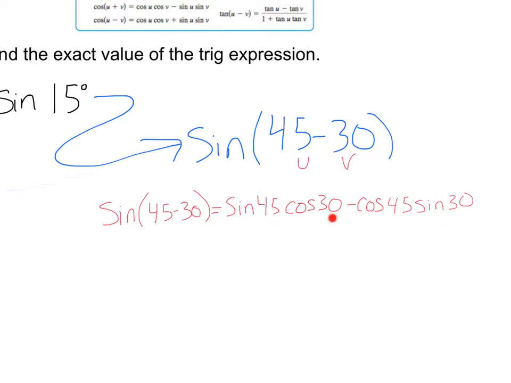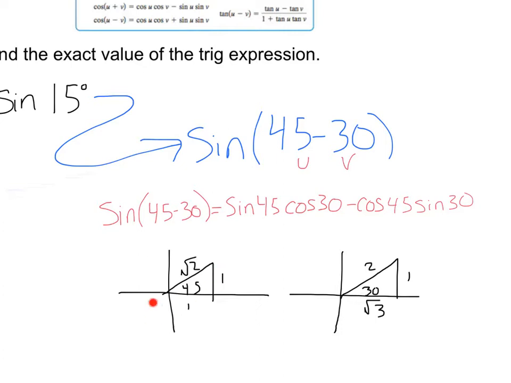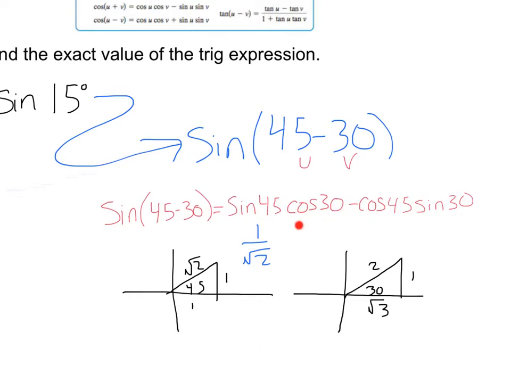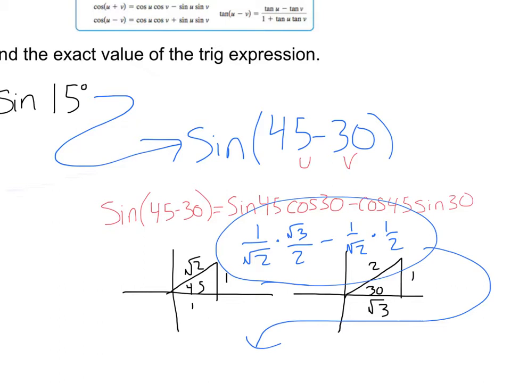We can set up triangles for each one of these angles, and that's what I did right down here. I set up my 45 degree triangle and my 30 degree triangle. Now we can start finding values and plugging in. Sine 45 is going to be 1 over root 2, times cosine 30, that's root 3 over 2, minus cosine 45, that's minus 1 over root 2, times sine of 30, which is 1/2. I'm going to take these values down to the bottom so we can solve.